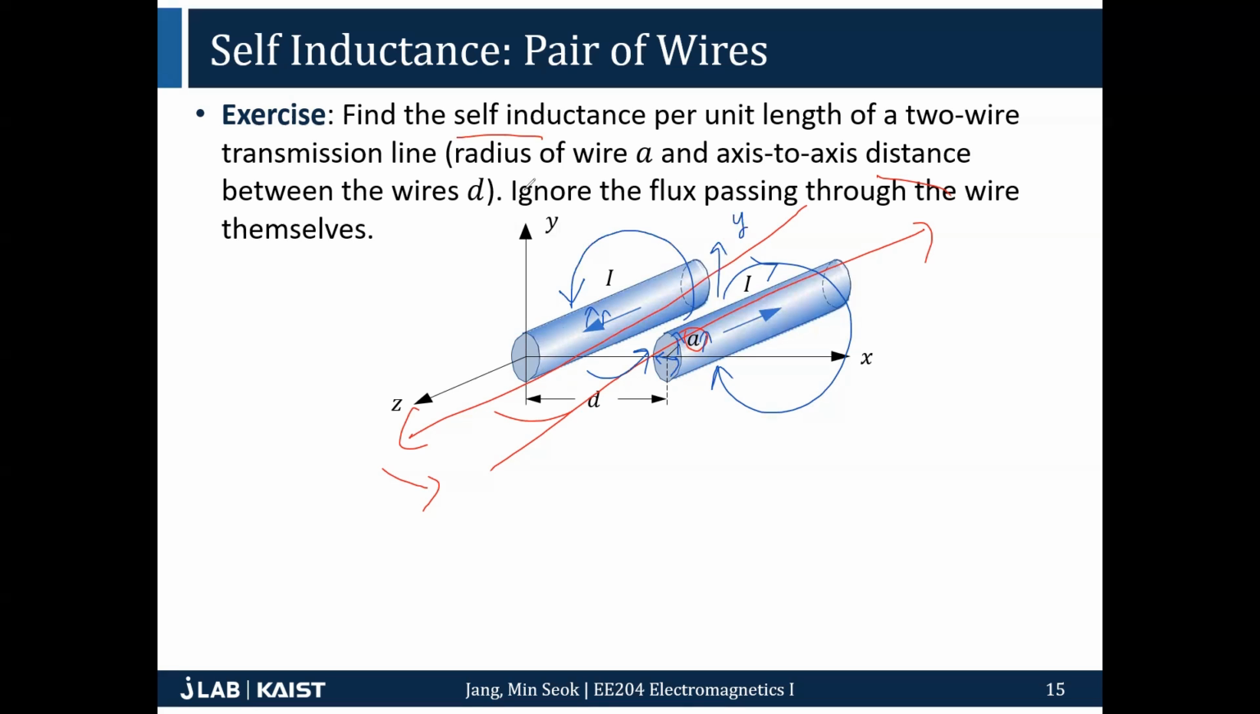But the problem tells you to ignore the flux passing through the wires themselves. You can just set the area of the circuit just in between the wires. Okay, so that's one convenience.